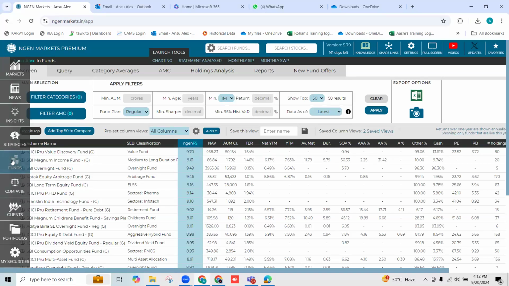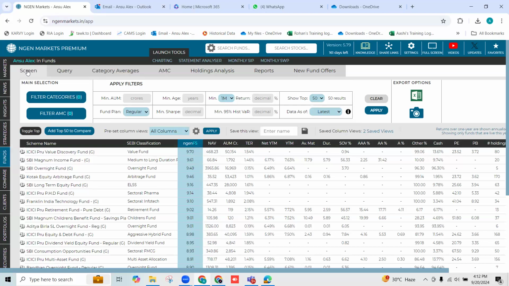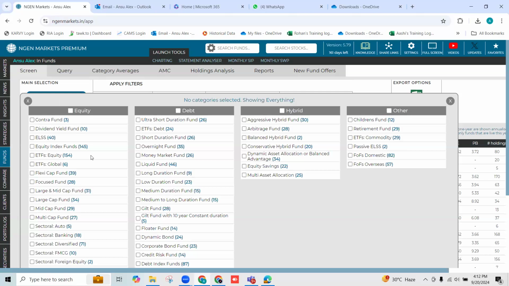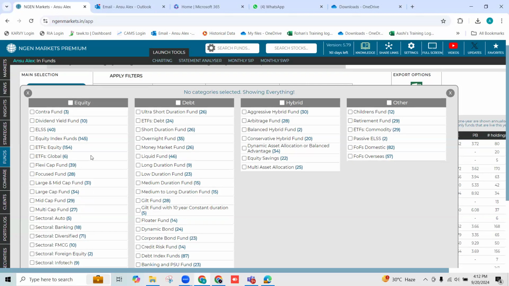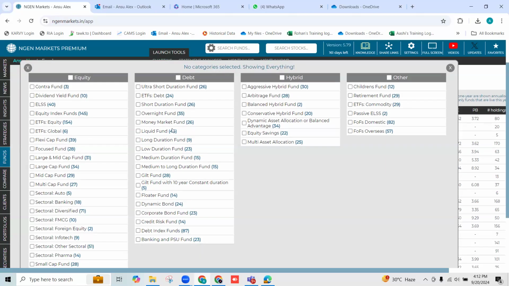So I go to the funds tab. Here in the screener section, we have this filter categories as an option. Let's say we require to select only a specific type or specific categories of funds. You could anytime do that right here. Once you click on filter categories as an option, 4 buckets show up. So these are basically the asset classes, SEBI classification.